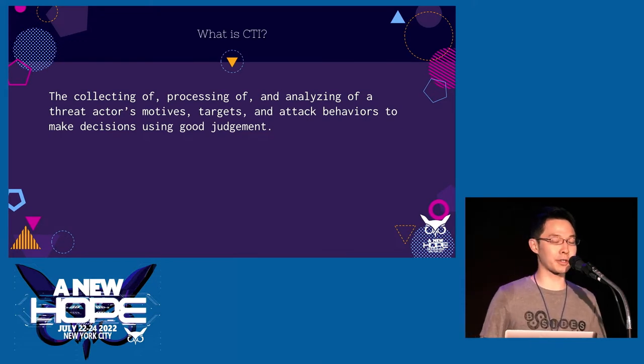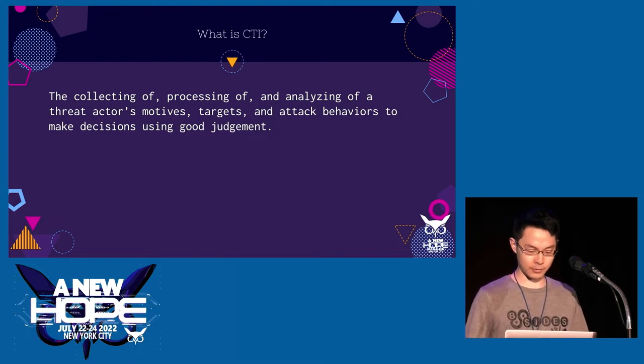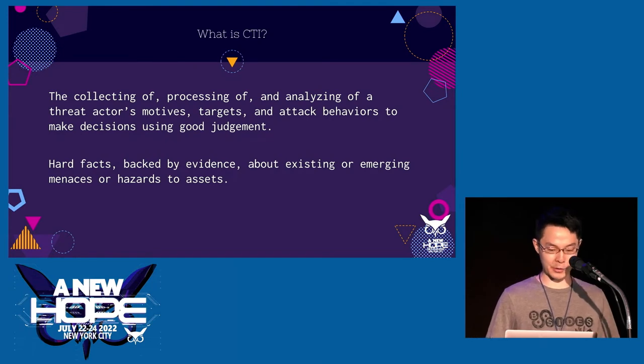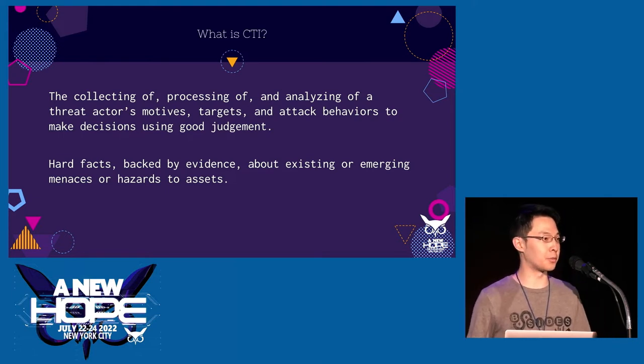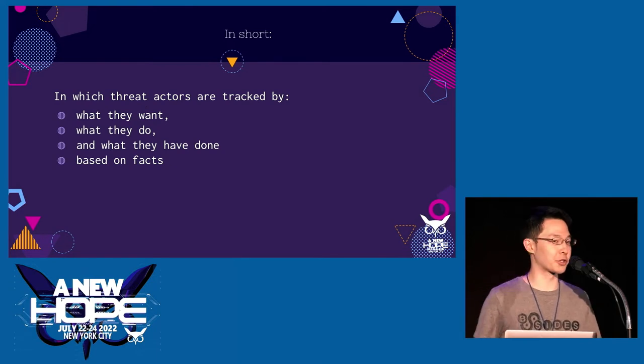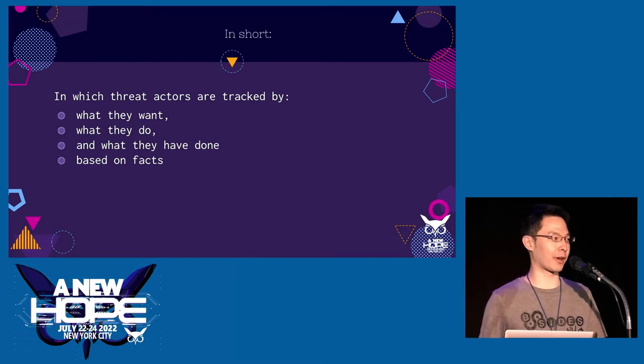Let's define CTI. So what is cyber threat intelligence? CrowdStrike defines it, in a very loose term, as the collecting, processing, and analyzing of a threat actor's motives, targets, and attack behaviors to make decisions using good judgment. Gartner calls it hard facts backed by evidence about existing or emerging menaces or hazards to assets. So whether it be IT computer security assets, or it could be OT ICS assets as well. So in short, to summarize the two definitions together very loosely, cyber threat intelligence is in which threat actors are tracked by what they want, what they do, what they have done, and based strictly on facts.